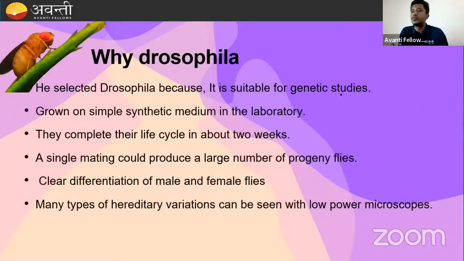Now, why Drosophila? Why did he specifically choose Drosophila? As I told you before, the reason why we pick a genetic organism is their size should be very, very small. They should be very simple to grow in a synthetic medium in the laboratory. They should have a very short life cycle, which they can complete within a few weeks. A Drosophila can complete it within 2 weeks, and they show a large number of variations. So you can easily understand what are the wild types, what are the mutant types, and you can easily differentiate between male and female.